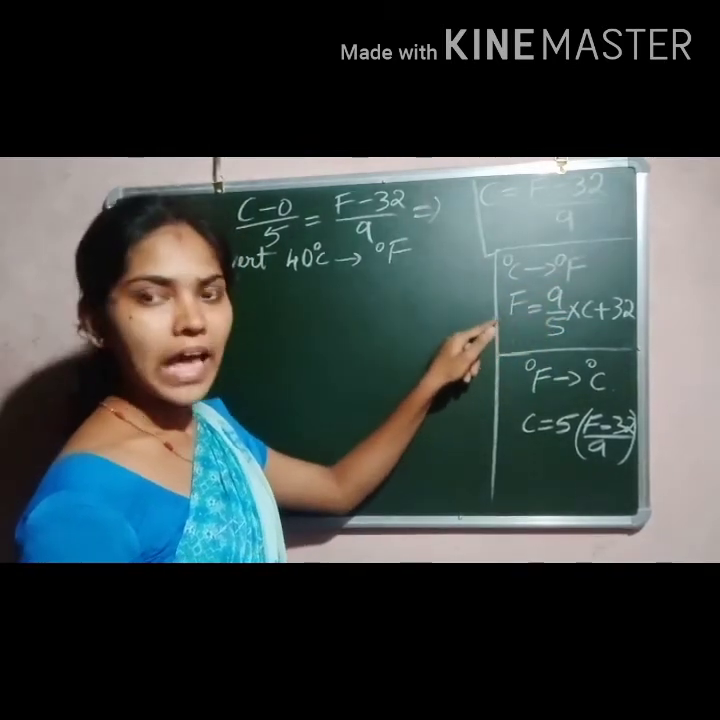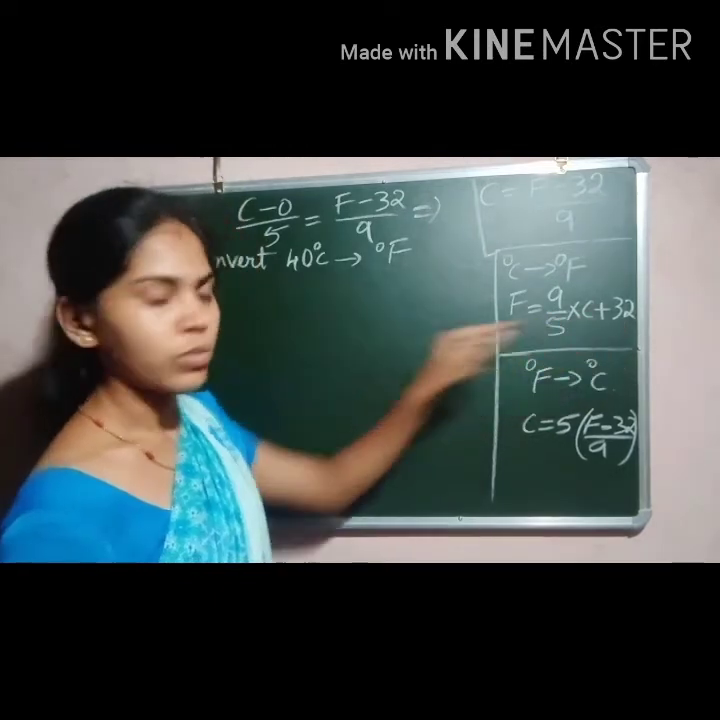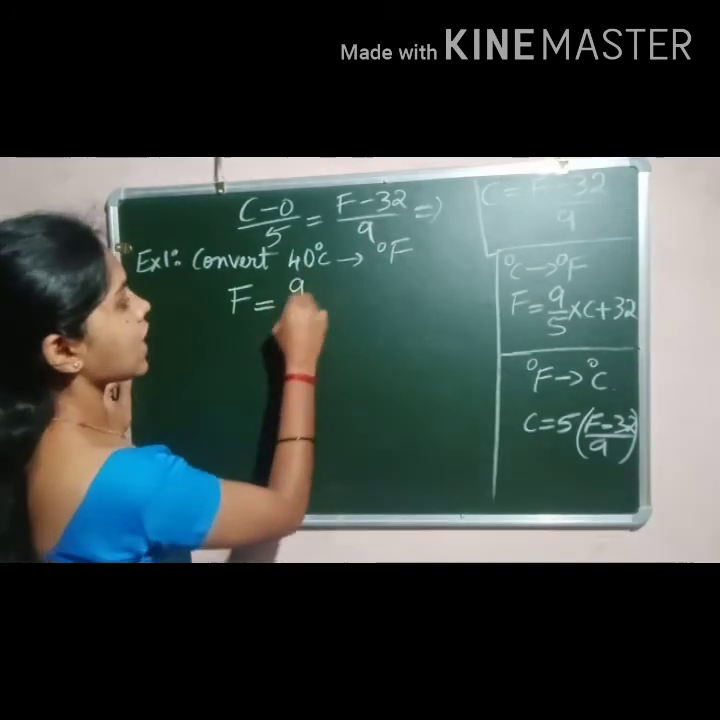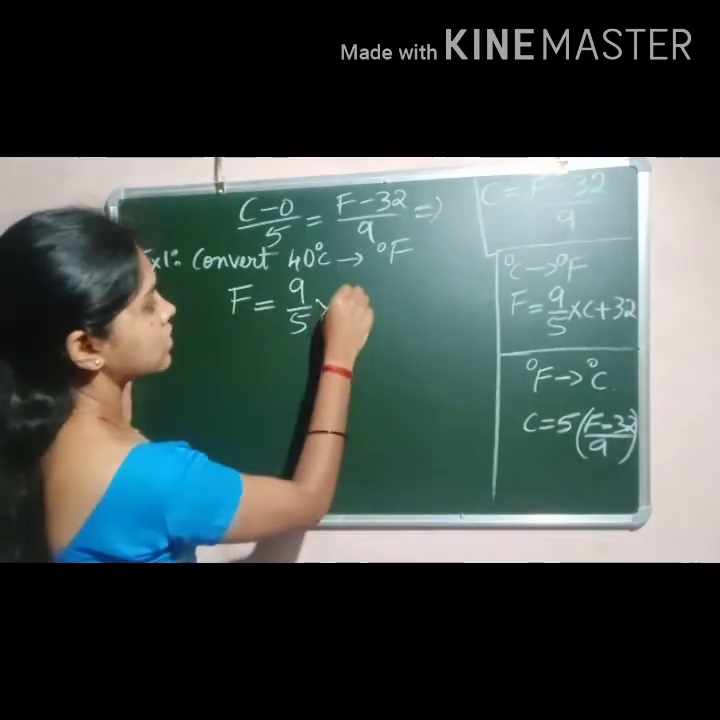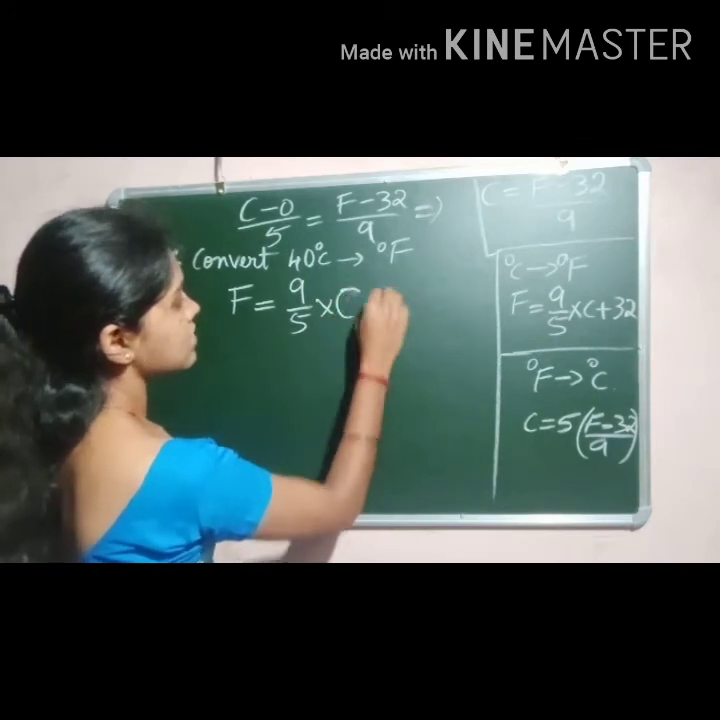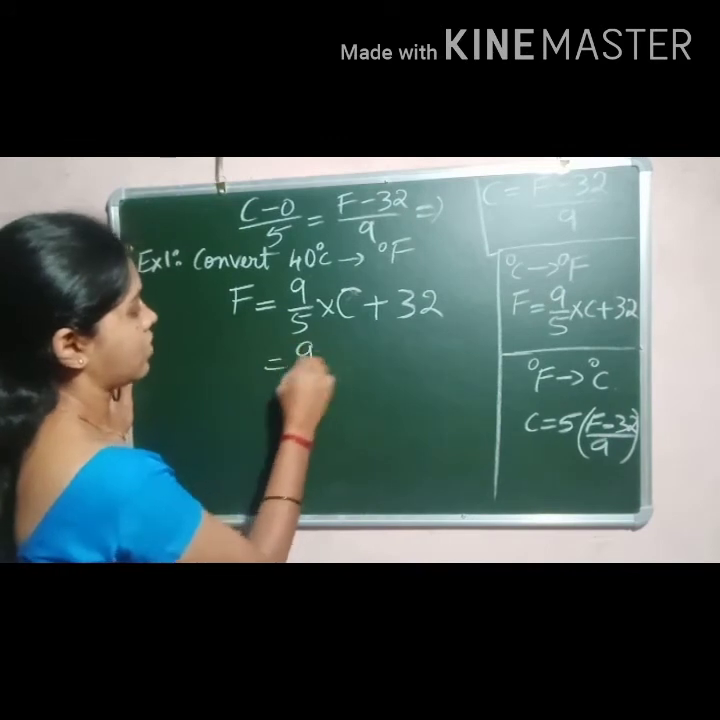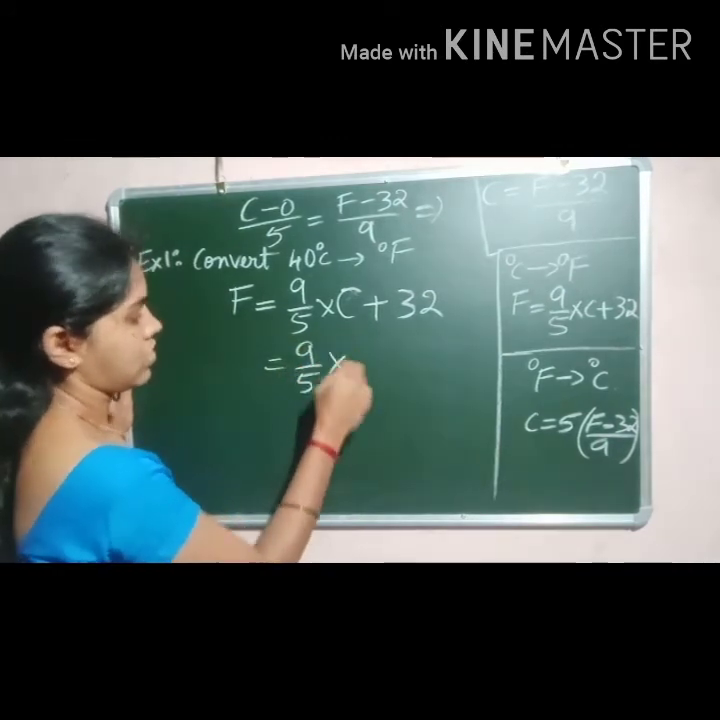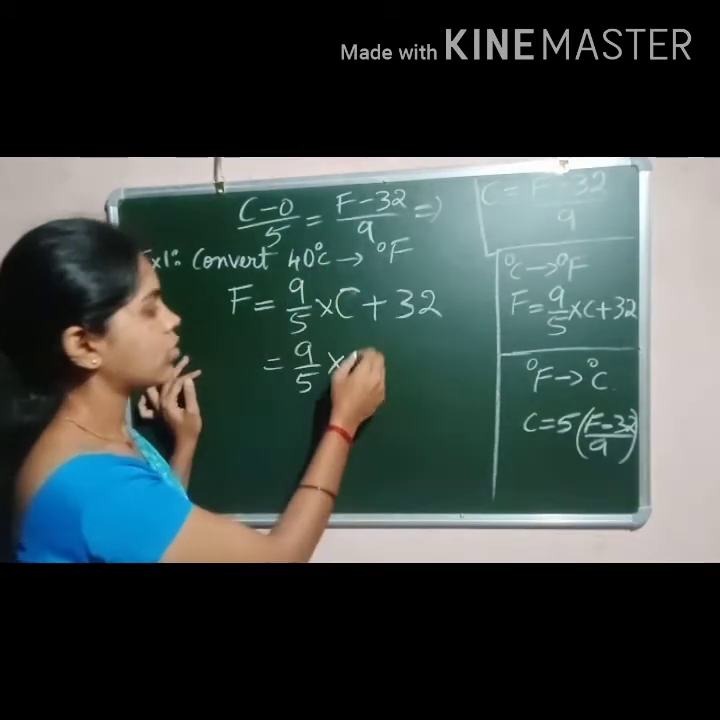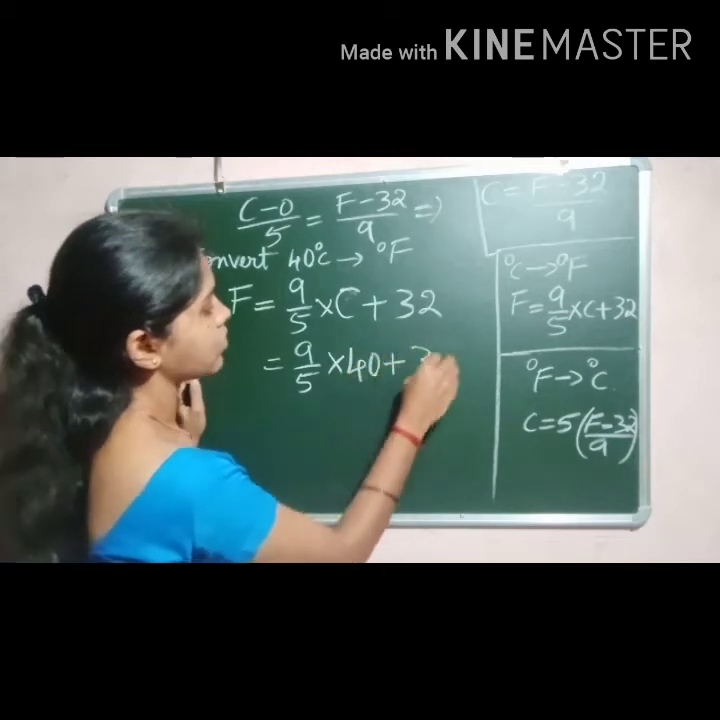This formula: F is equal to 9 by 5 into C plus 32. So first write the formula, F is equal to 9 by 5 into C plus 32. Now replace the C by the given value. What is the given value? That is 40, plus 32.